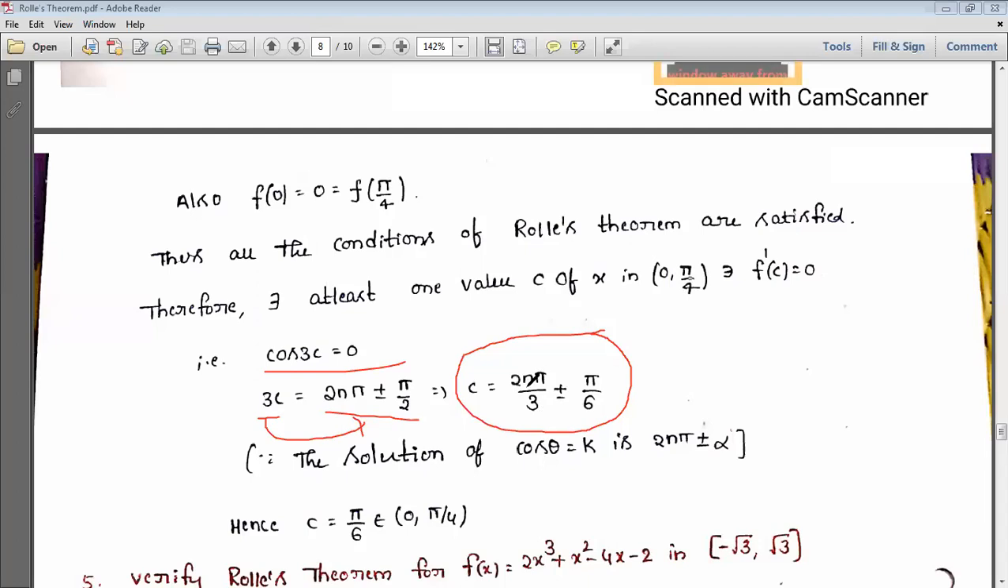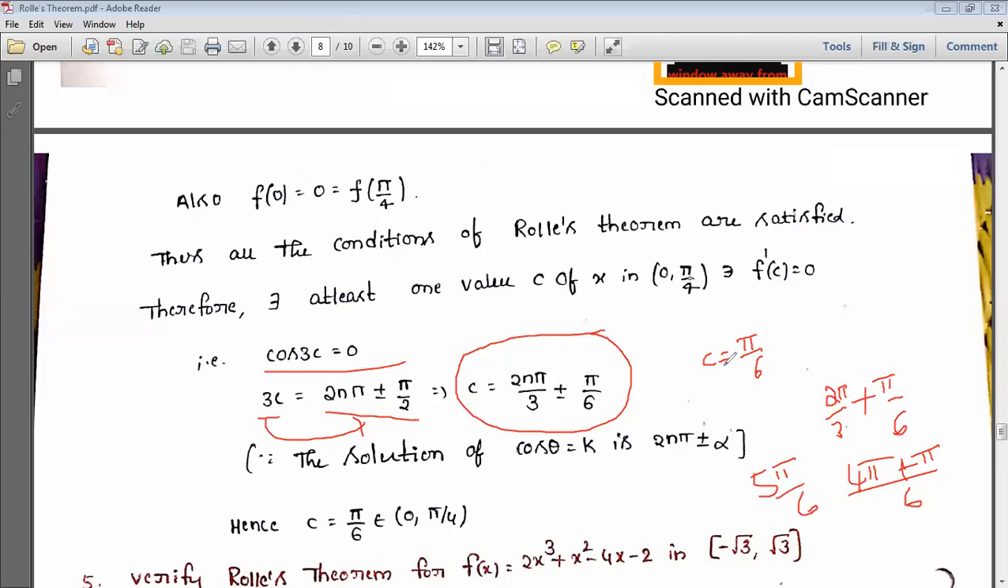Suppose I substitute n is equal to 0 here. What will I get? Pi by 6, because the first term becomes 0. If I substitute n is equal to 1, what will I get? 2 pi by 3 plus pi by 6. If you take the LCM, 6 is the LCM, and then we have 4 pi plus pi, which is 5 pi. So 5 pi by 6.